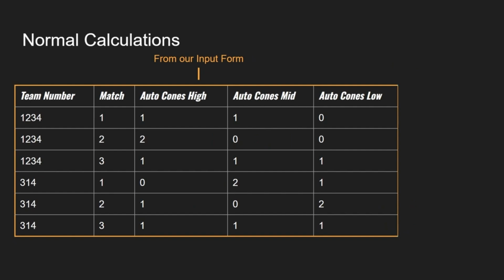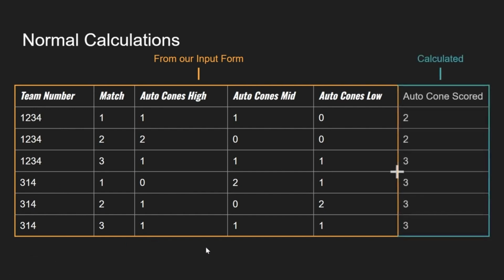So what we've done so far, right? Imagine we have this table. This is all the data that someone's put into our RLD application through one of our forms. We've got team number, match number, cones mid, high, and low, and we've also got two teams here, team 1, 2, 3, 4, and team 3, 1, 4. Whenever we add a new calculation, it just adds a new column to all of the records.